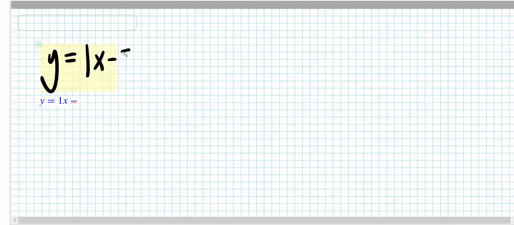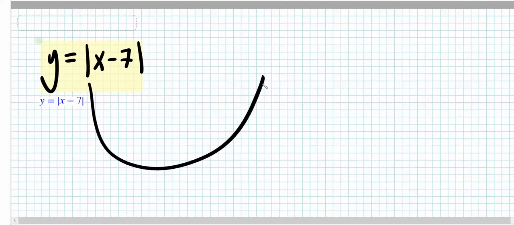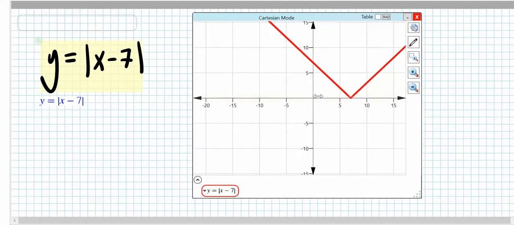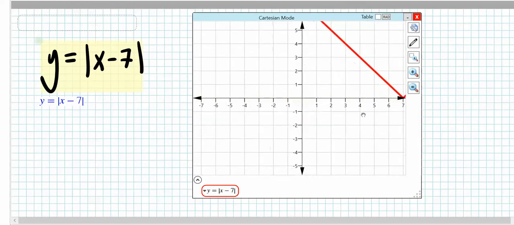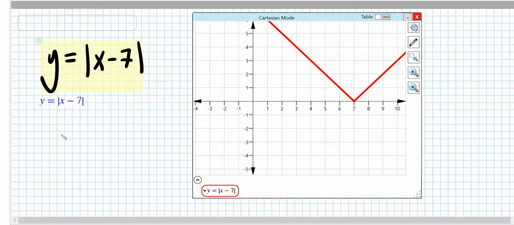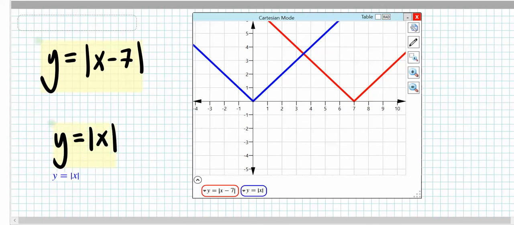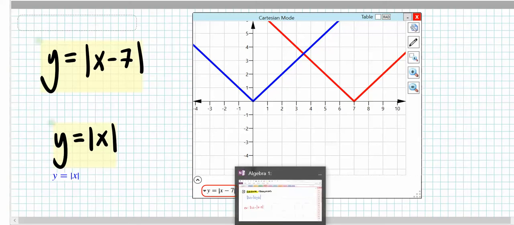So as an example here, if I showed you this graph, the absolute value of x minus 7, we would expect this graph to be the absolute value function moved 7 units to the right. So let's look, and here it is. It has been moved 7 units to the right of 0, 0. If we compare that to the absolute value of x, as you can see, it's been moved 7 units to the right. So it's the opposite direction you think it would be.